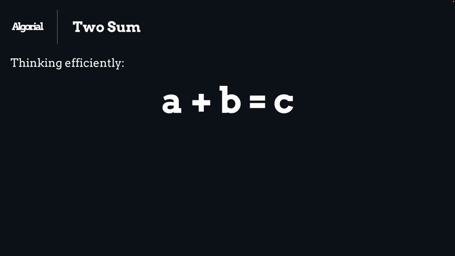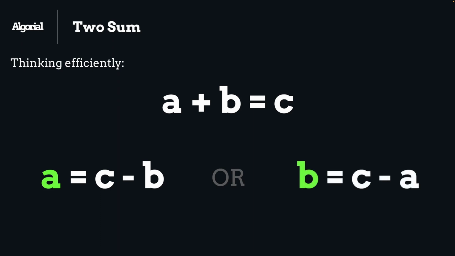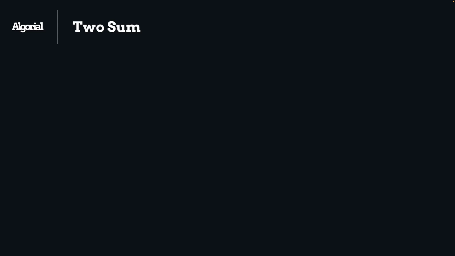The answer is super simple. We can say that if we are looking for a, it will be equal to c minus b. Or if we are looking for b, it is going to be c minus a. But why am I telling you this? The answer is simple. The trick here is, as I said, we have two clues in our hand. One is the value and the other is our target value.